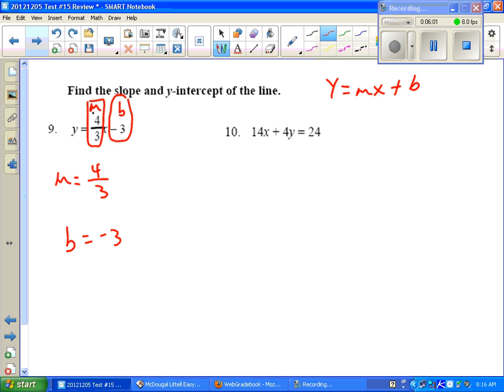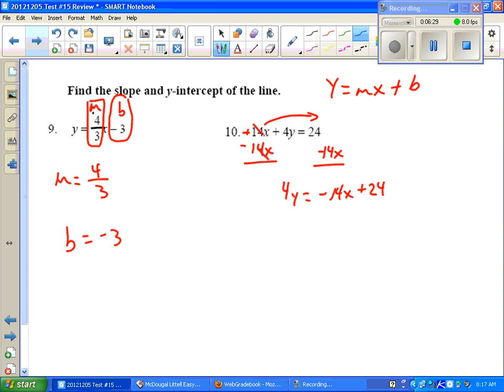Number 10 is not quite as easy because you have to actually move the equation. It's in what's called standard form, which we'll get to next week. But you want to move over everything that's not y. So this 14x needs to move over. It's positive, so you want to undo that by subtracting 14x. This will cancel. But if you subtract 14x on the left, you have to subtract 14x on the right. That cancels out on the left, leaves you with 4y equals. Remember, let's put the x term first, so -14x, and then +24.